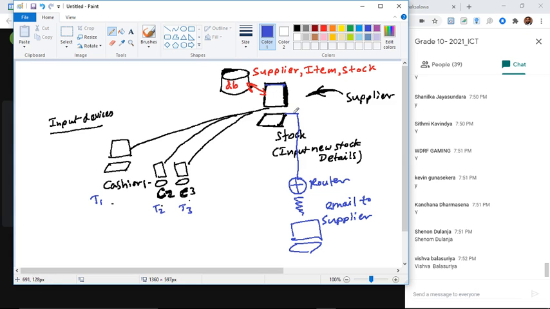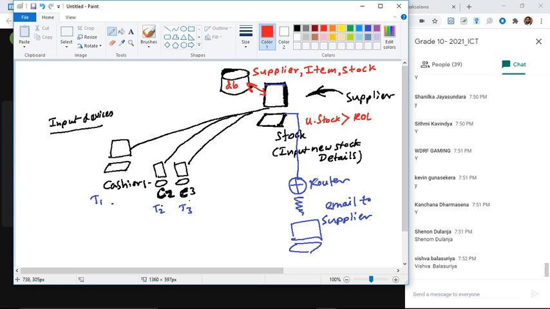So here they are doing what? The updated stock, checking whether it's greater than the reorder level. Okay, reorder level, right? So according to this, what will happen? If the updated stock is greater than the reorder level, nothing to do. If it is less than, what will happen?